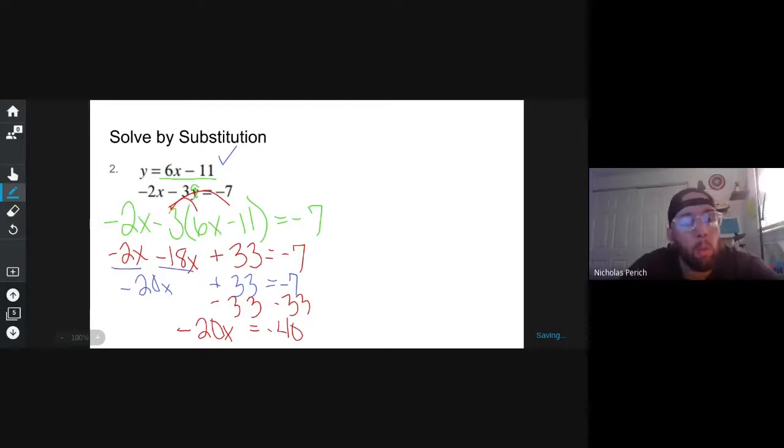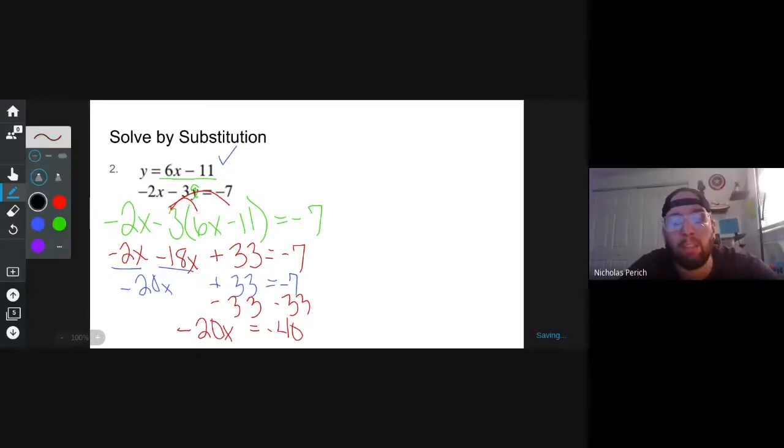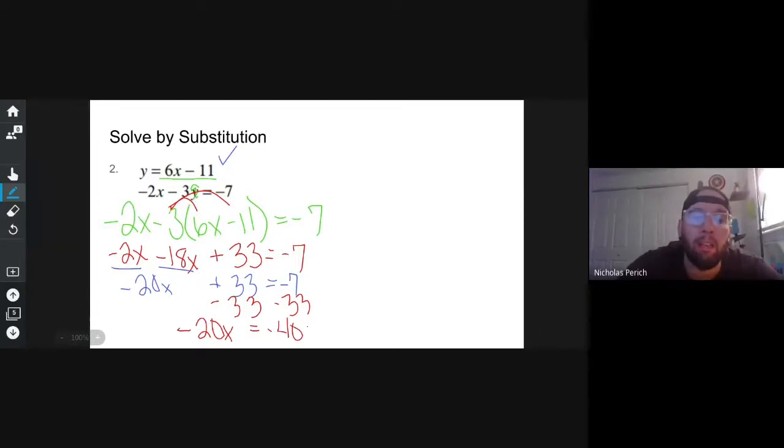Without showing my work here, I know what I do next. Divide both sides by negative 20. And when I divide both sides by negative 20, negative 40 divided by negative 20 is going to be positive 2.